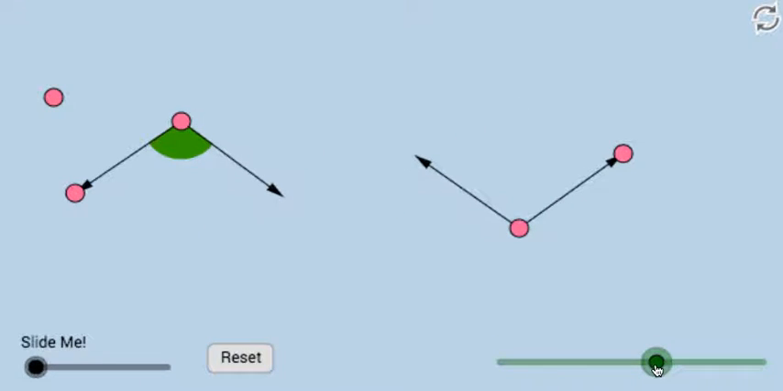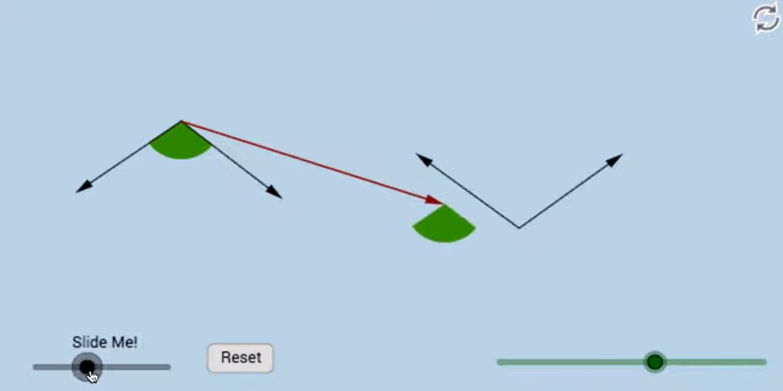So let's go ahead and I'm going to set mine there. You set yours wherever you would like prior to beginning. And let's actually slide the black slider and see what happens. Here we go. Check it out. 1, 2, and done. Now that informally illustrates these two green angles are congruent.